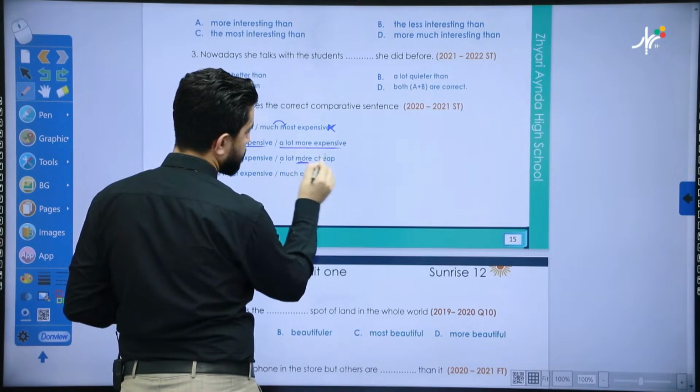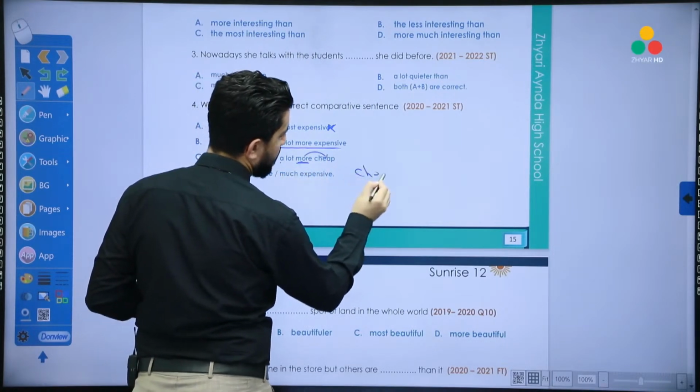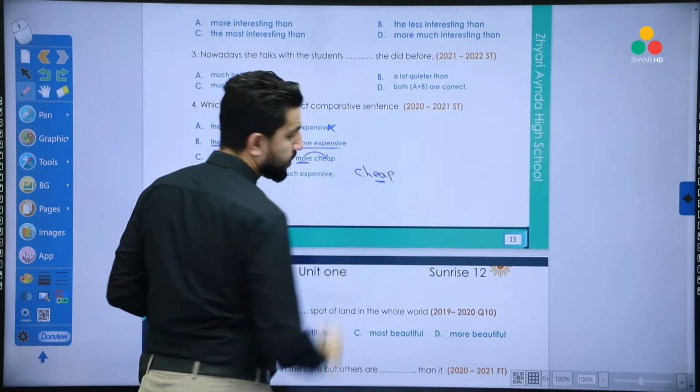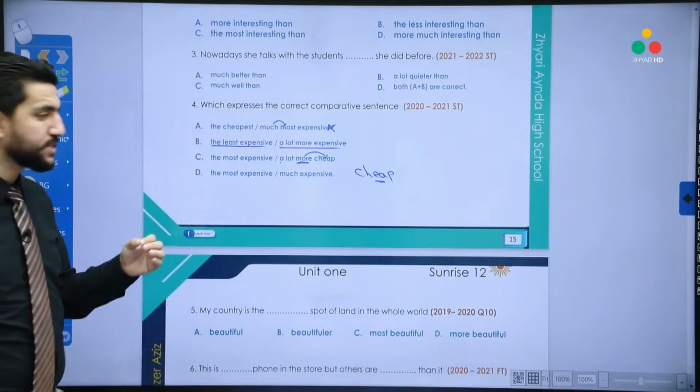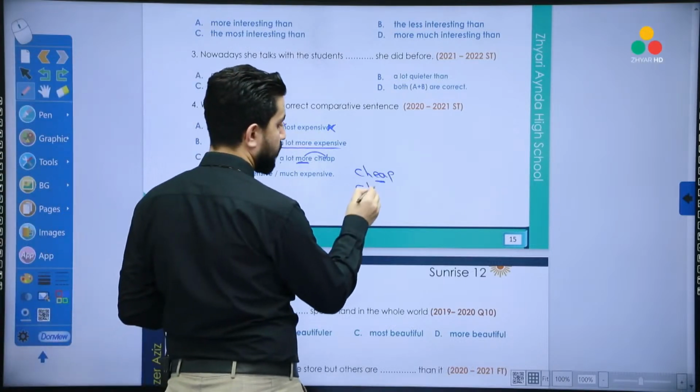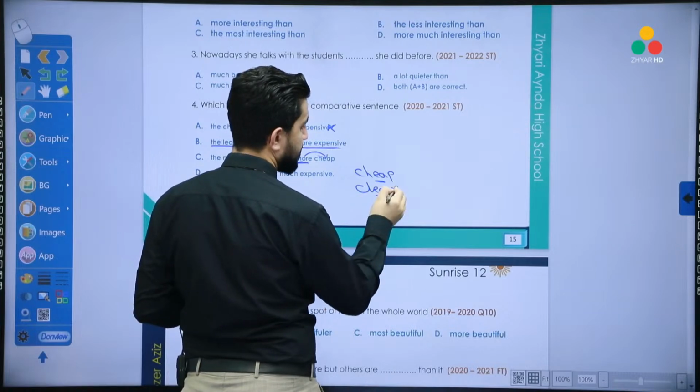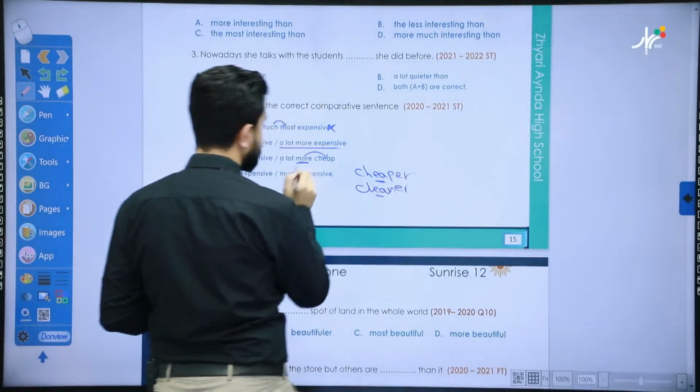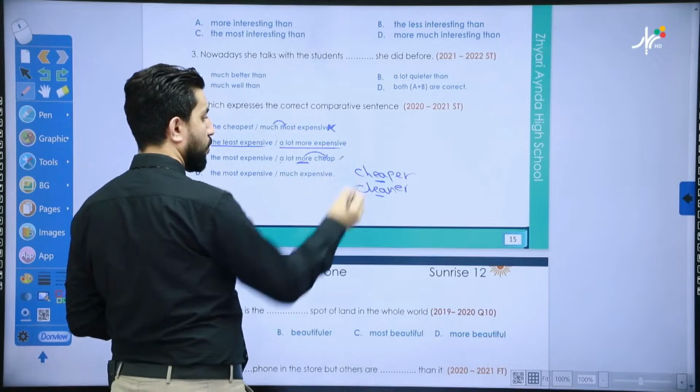Do we use more with cheap? Cheap, is it one syllable adjective or two? It makes one sound. EA makes one sound. The word clean, we talked about clean, one sound. So we say cleaner, cheaper. Do we say more clean or more cheap? No, that's wrong.